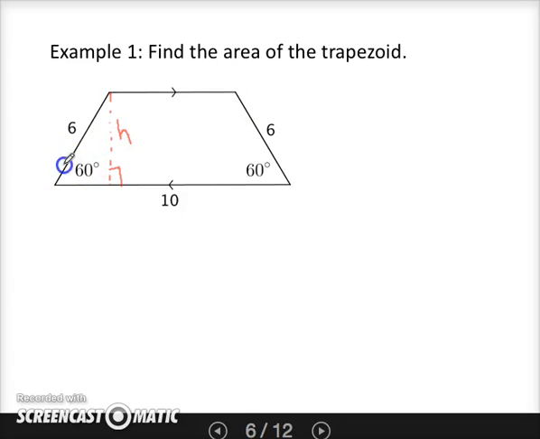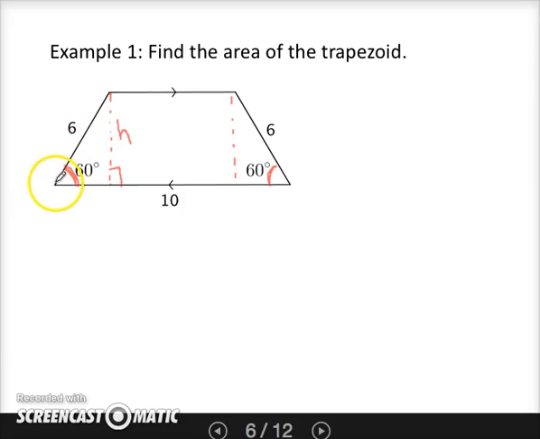But we are given that this angle measures 60. And this happens to be an isosceles trapezoid. So this triangle will be identical to this triangle. We have a 60-degree angle here and a right angle here. So this gives us a 30, 60, 90 special right triangle.